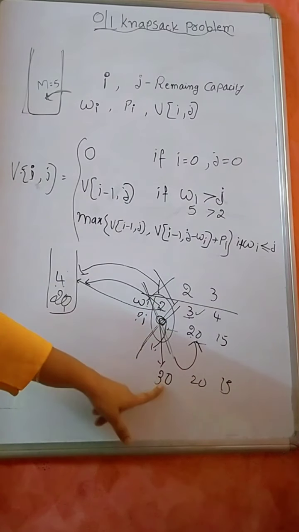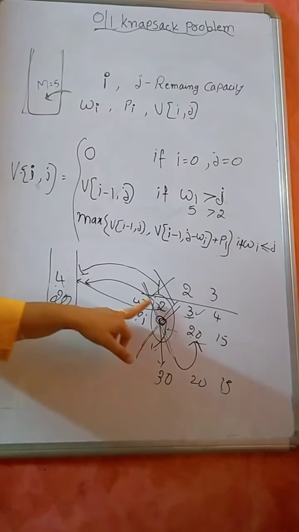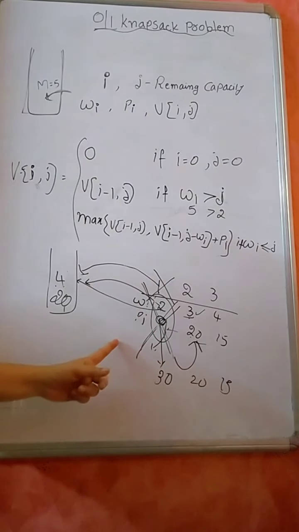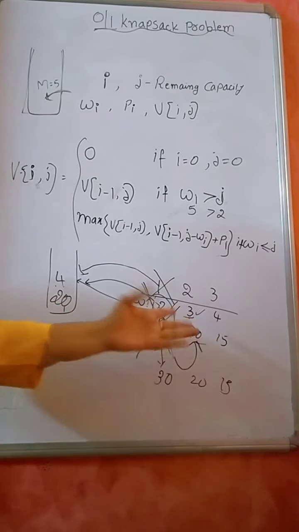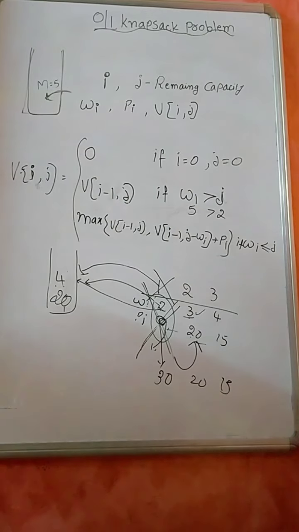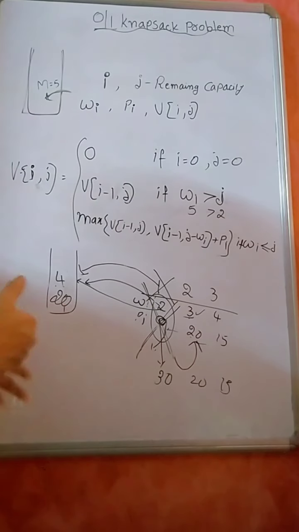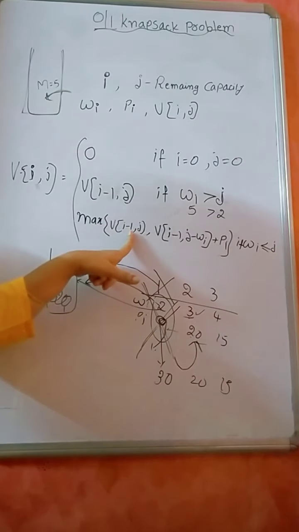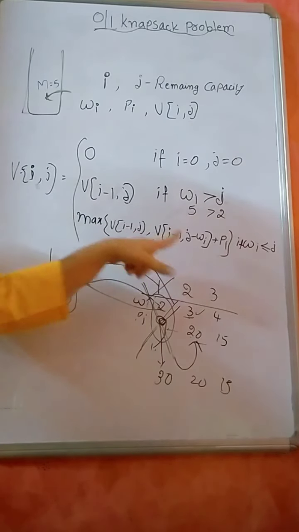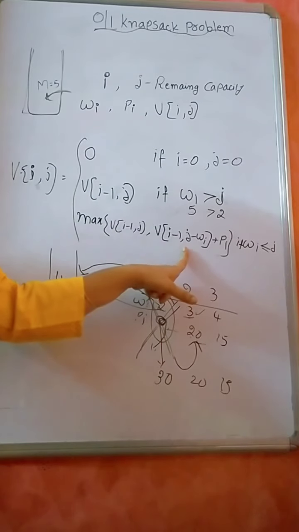If its profit is 30, I am going to select it. If its profit is 9, I am going to reject that object, because after that I am having more profit. So there are two situations, either I select the object or I reject the object. Whichever is giving me the maximum profit, I want to go for that. So it is max of, this is rejecting the object, this is selecting the object.